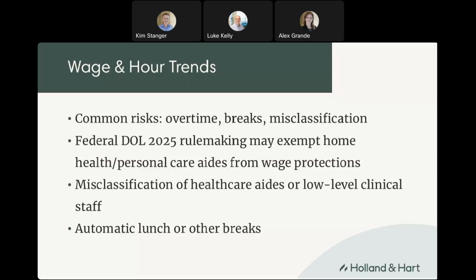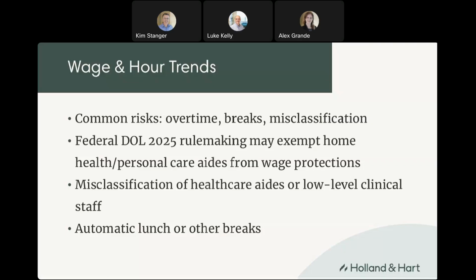One very specific break issue that we're seeing more and more are automatic lunch or other breaks. So the plaintiffs bar, a very specific subset of the wage and hour class action practitioners, are well aware that where healthcare employers, often we see this for nurses specifically, but other healthcare providers as well in the nursing field, they'll often have a timekeeping system where there will be some sort of automatic deduction for lunch, often 30 minutes, something like that.